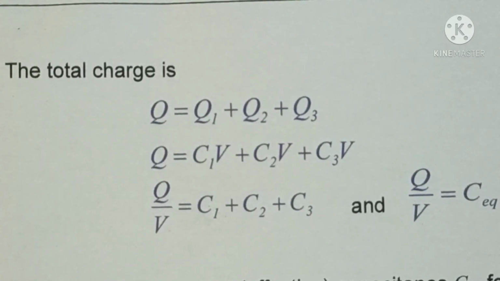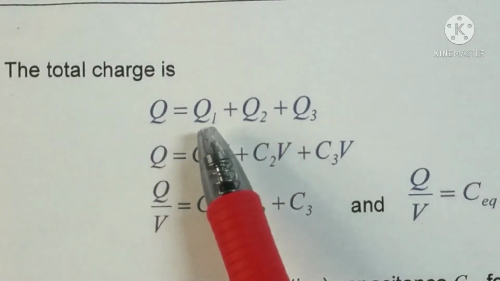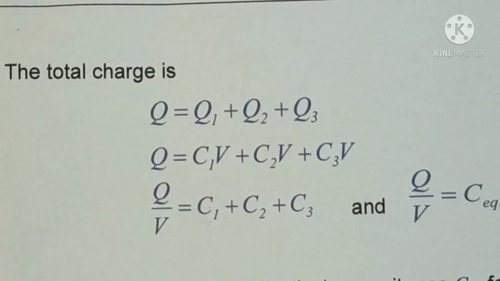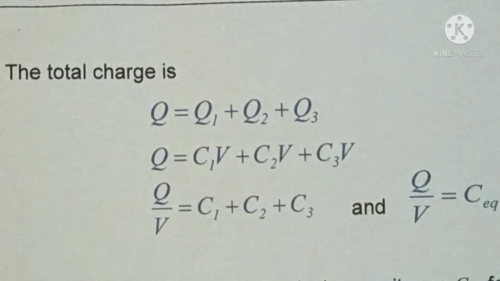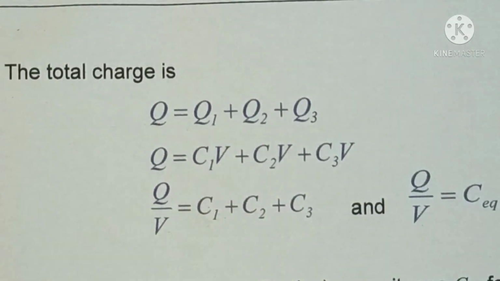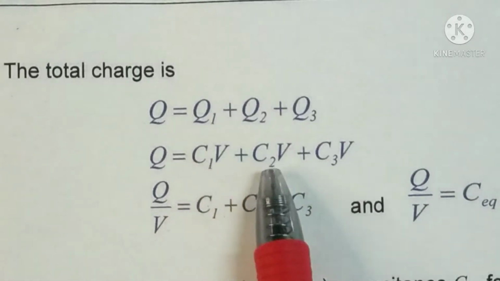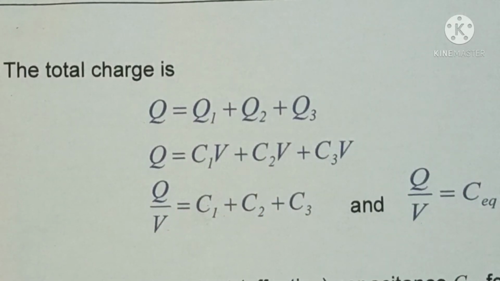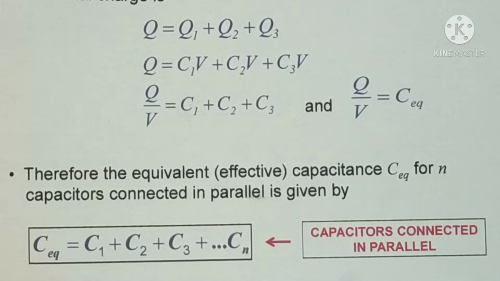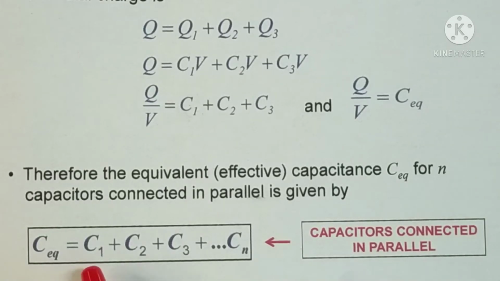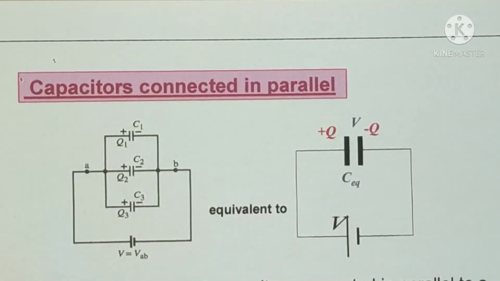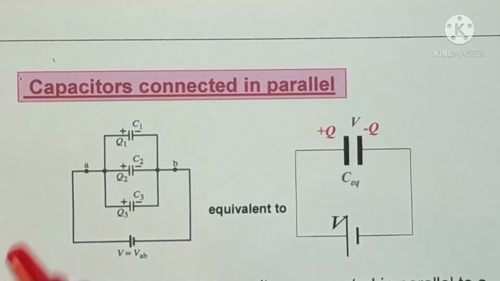Now the total charge in the circuit is equal to Q1 plus Q2 plus Q3. Mathematically, we substitute Q1, Q2, Q3 with C1V, C2V and C3V, where the potential difference across each capacitor remains the same as the supply voltage V. Therefore, the equivalent effective capacitance C equivalent for n capacitors connected in parallel is given by C1 plus C2 plus C3. So these three capacitors are combined as one C equivalent in this circuit, where the potential difference across AB is V.